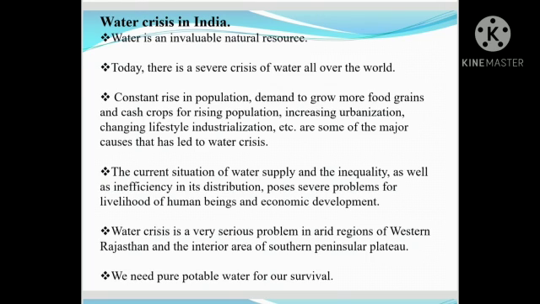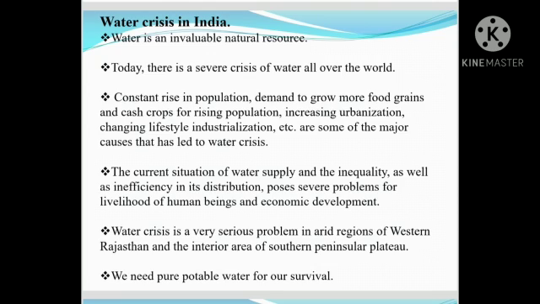Now we see about the water crisis in India. Water is an invaluable natural resource. Today there is a severe crisis of water all over the world. Constant rise in population, demand to grow more food grain and cash crops for the rising population, increasing urbanization, changing lifestyle, industrialization, etc. are some of the major causes that have led to the water crisis.